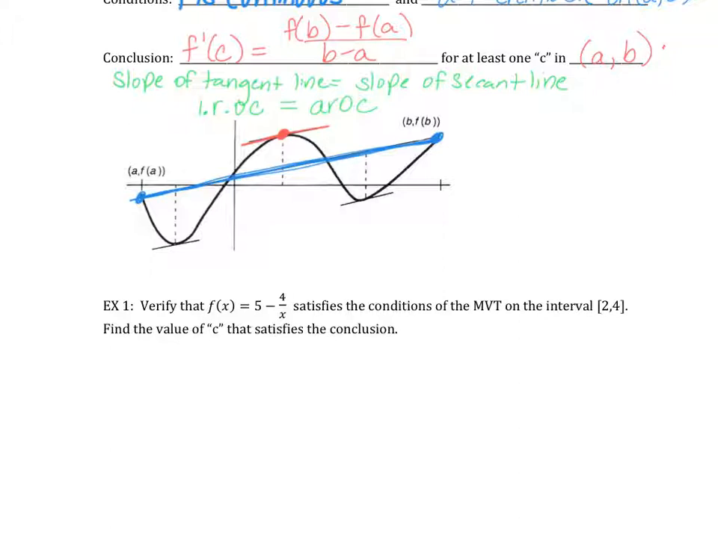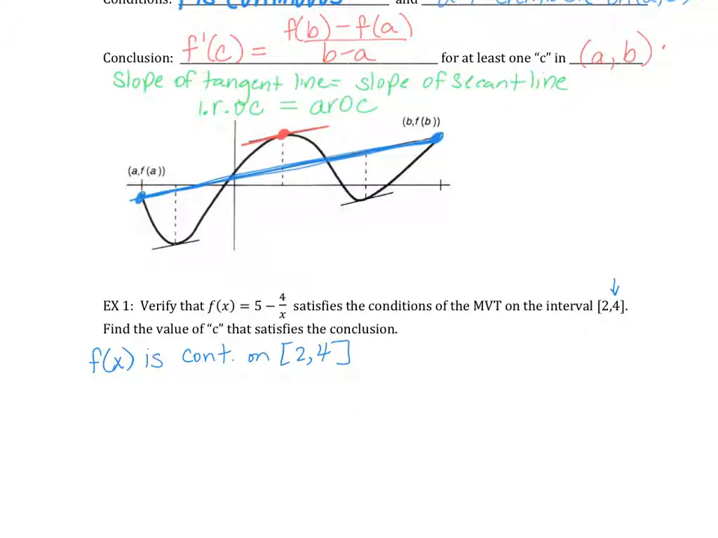It says, verify that f of x satisfies the conditions of the mean value theorem on the interval 2 to 4. Now remember, when you're using these, unless the question says using the definition of continuity, you don't have to use that, but you have to state it. So can you see that f is continuous from 2 to 4? Well, where it would be discontinuous would be at 0, but luckily my interval is good, so I can just state f of x is continuous on 2 to 4.